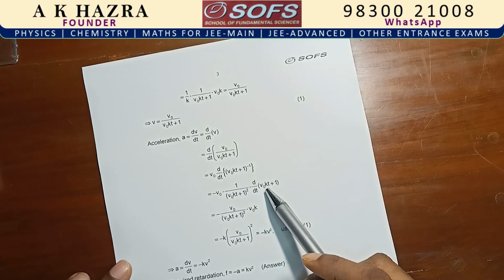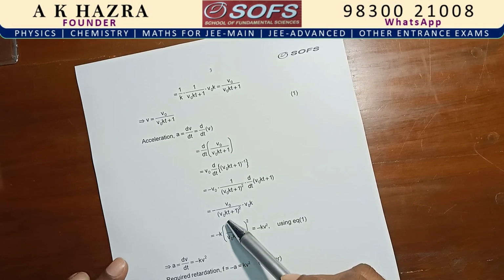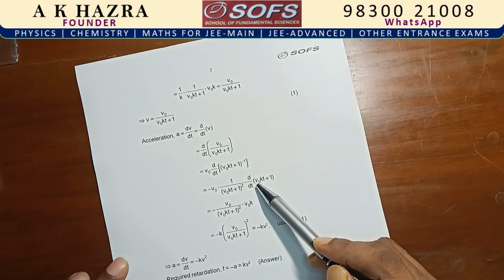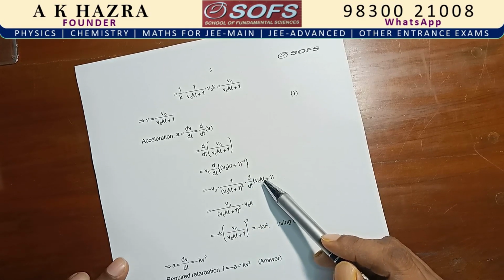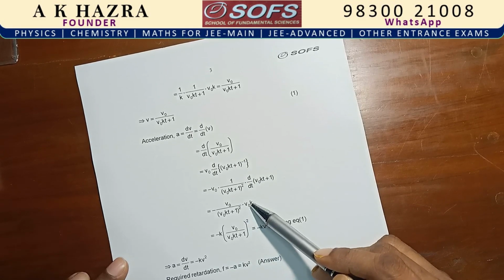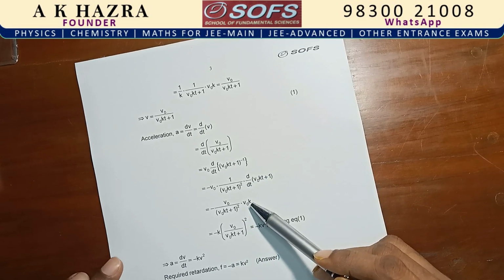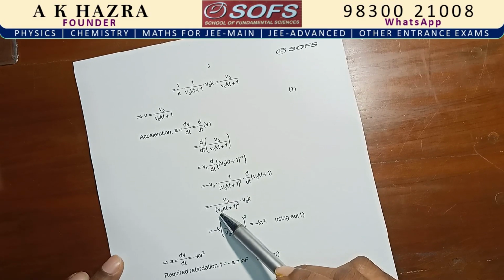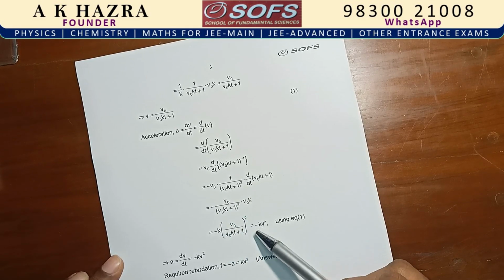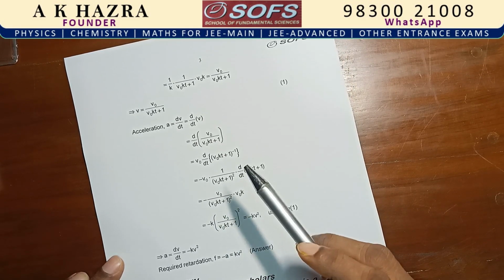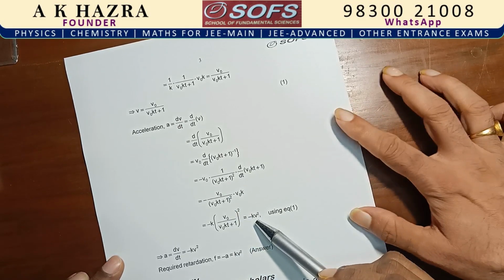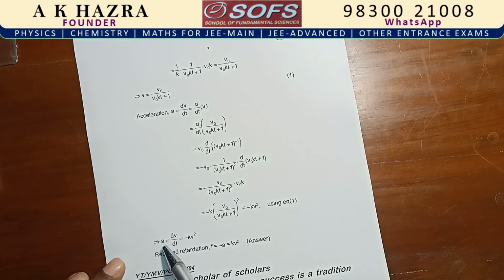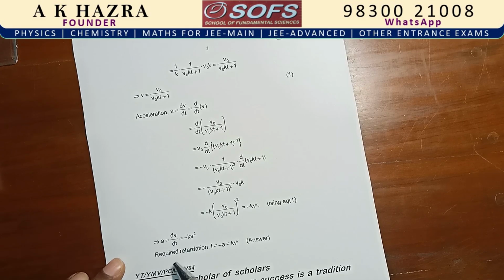So d/dt of (v0 kt plus 1) is equal to minus v0 by (v0 kt plus 1) square, and again here you see v0 k taken out, d/dt of t is equal to 1 plus 0. So ultimately from here we will have v0 k. So we will have minus k taken out, v0 square by (v0 kt plus 1) whole square, equals minus, you see equation number 1, it is v, so minus k v square. So ultimately acceleration as a function of velocity, a is equal to dv/dt is equal to minus k v square. So what is retardation?